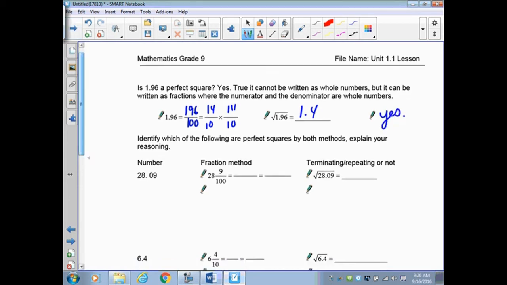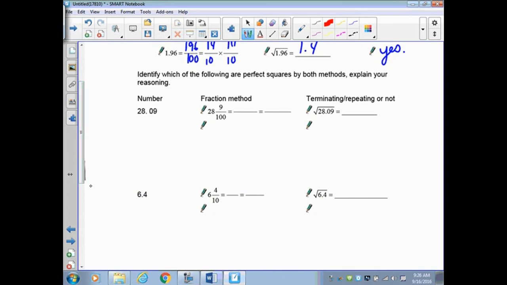Okay, here's another example for you to try. Identify which of these, and you can do both of them, are perfect squares by both methods. Pause the recording and complete this.